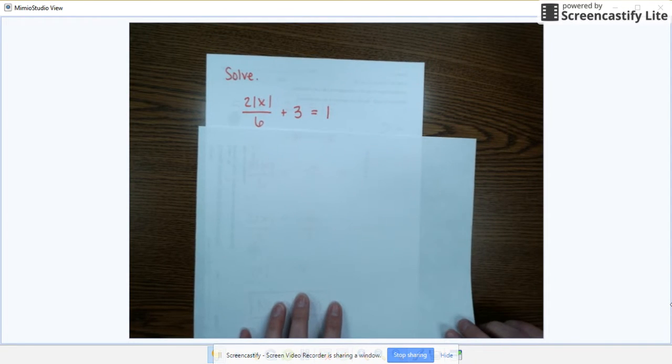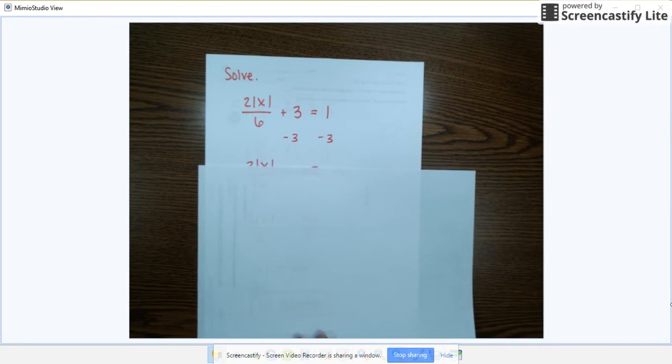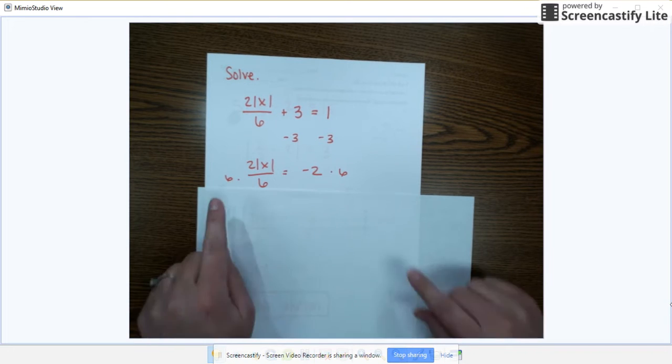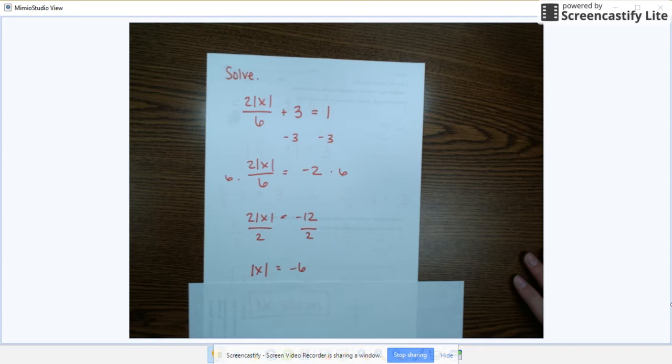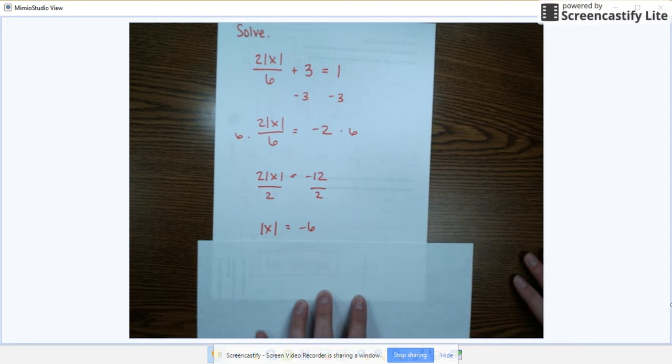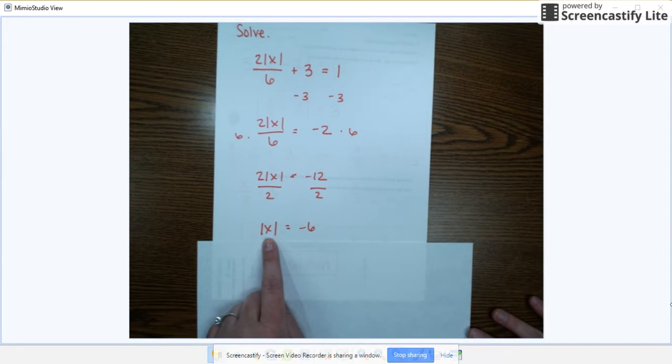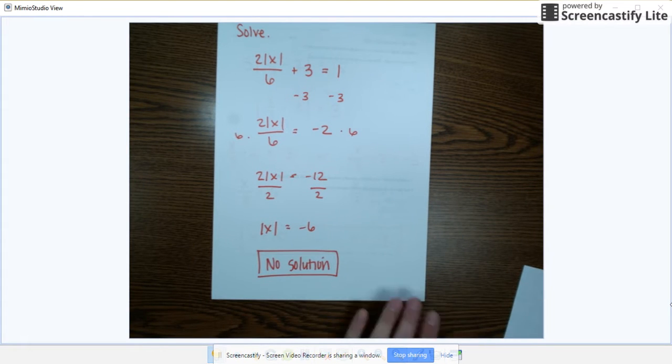Okay, another one. This one has more than just 2 steps. So we'd subtract 3, multiply by 6, then divide by 2. We have the absolute value of x equaling negative 6. This should be a red flag because remember, absolute value talks about distance. Distance can't be negative, so here we have no solution.